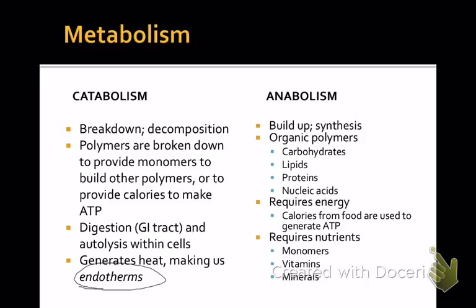Okay, so with our anabolism, let's talk about that. Remember, we're making things, bigger molecules out of smaller ones. We have to build our polymers. What's a polymer? What does poly mean? Many. Mer means unit. So polymer is an assemblage of a lot of units.